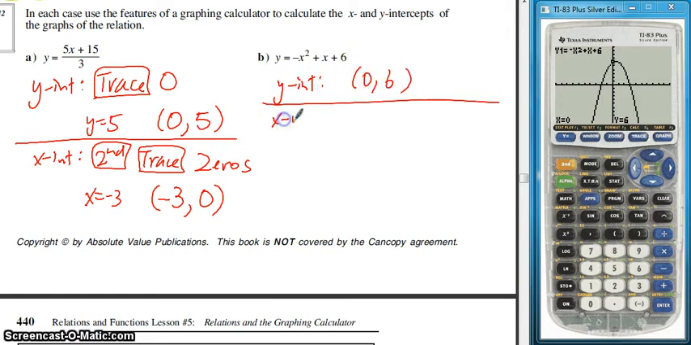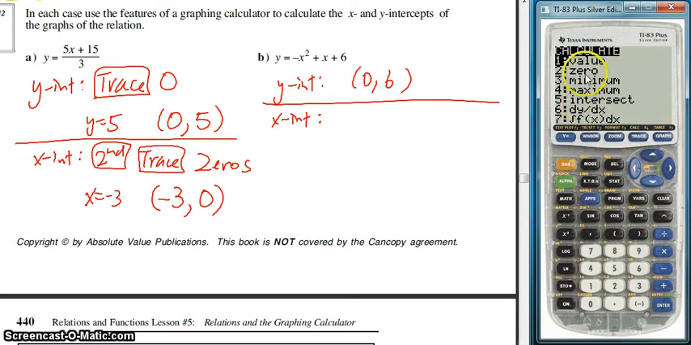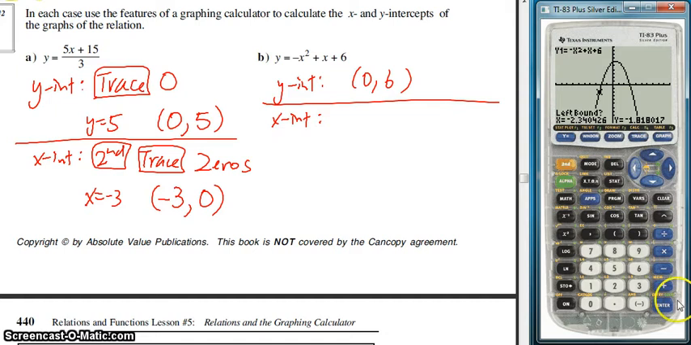Okay, x-intercept. Well, there are two of them. Then you need to do it 2 times, find one at a time. Doesn't matter which one you find first. Let's find the left one. So second function, calculate zero. Left of that, so you move, I'm to the left of this, enter. Right, so move just to the right of that, enter. The answer is -2. So my first zero is (-2, 0), on my x-axis.